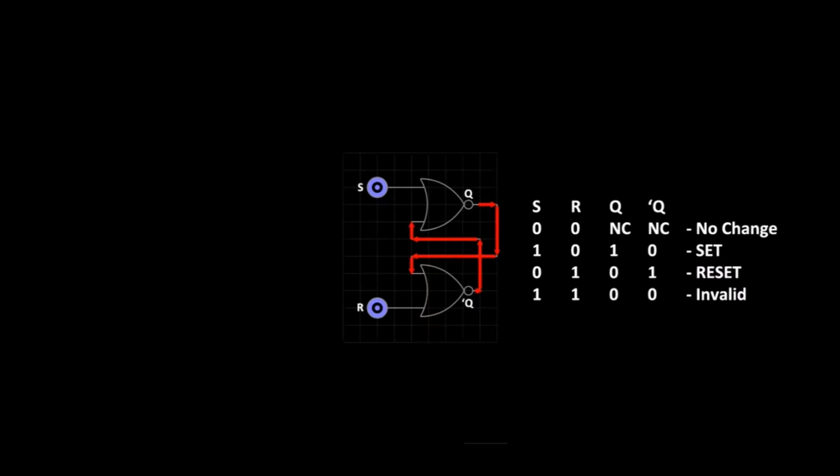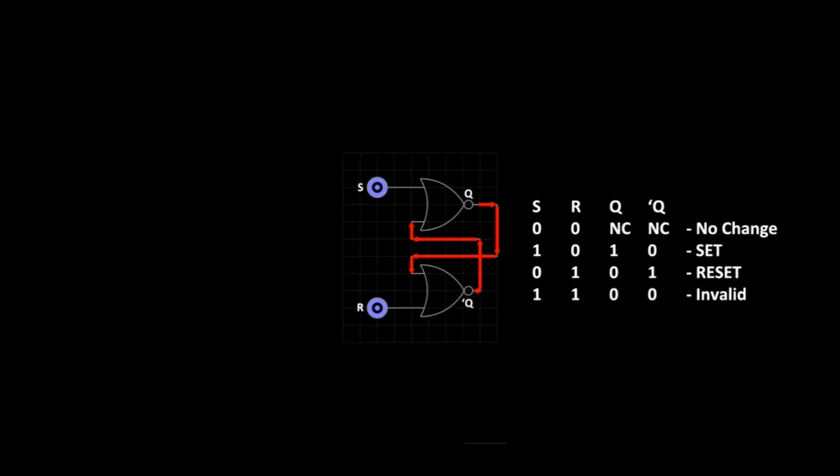When S and R are set to 0, 0, Q and Q0 will remain in the same state. When S is 1 and R is 0, the flip-flop is in set condition, setting the output Q to high and Q0 to low. When S is 0 and R is 1, the flip-flop is in reset condition, setting the output Q0 to high and Q to low.